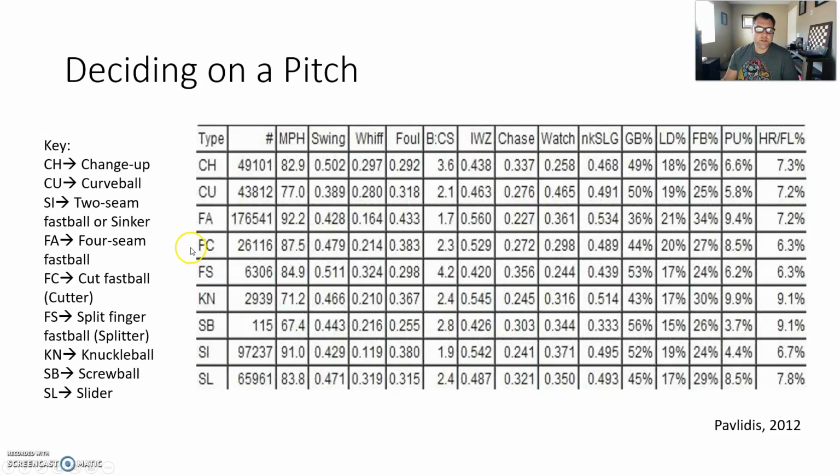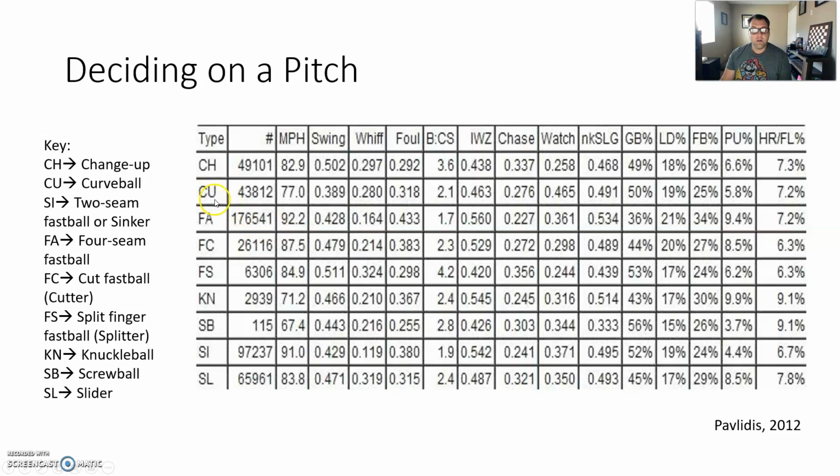The different pitches we want to focus on right now are going to be CH, CU, FA, and SL. So those are primarily the ones we're going to look at here. The fastball, changeup, curveball, and slider. If you look, obviously the fastball is your fastest pitch here. Changeup is going to be considerably slower, as we discussed earlier. The changeup is going to be about 7 to 10 miles an hour slower than your fastball, but it should look similar to a fastball, which is why the whiff rate for a changeup is higher than a fastball.